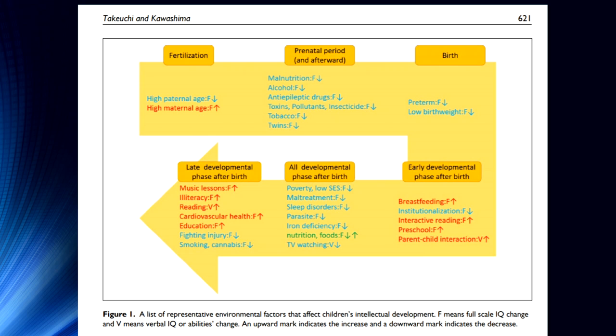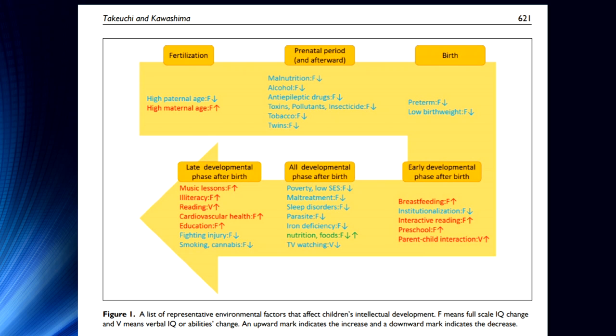At birth, preterm and low birth weight. Early development after birth: breastfeeding, interactive reading, preschool, parent-child interaction in particular increases verbal intelligence. Developmental phases after birth: poverty, maltreatment, sleep disorders, parasites, which is particularly a problem in third world countries, and TV watching, all associated with reductions, while nutrition and healthy foods are generally associated with increases.